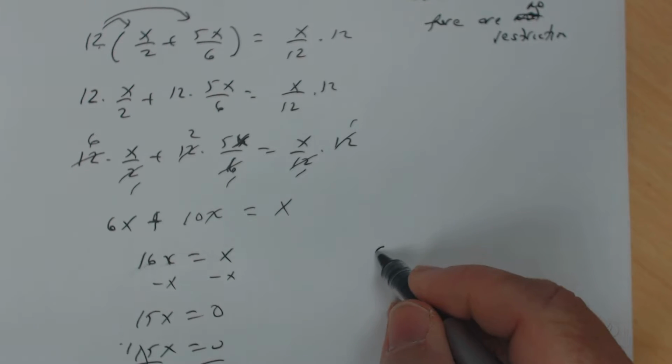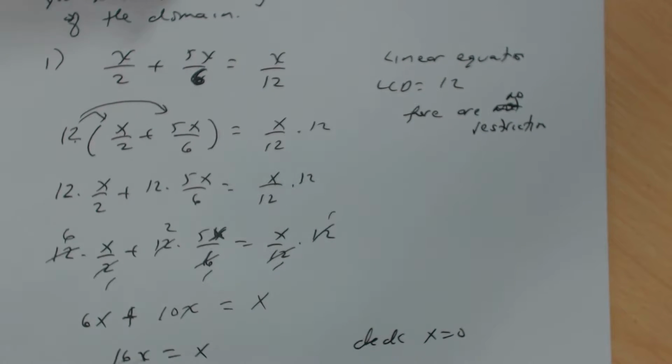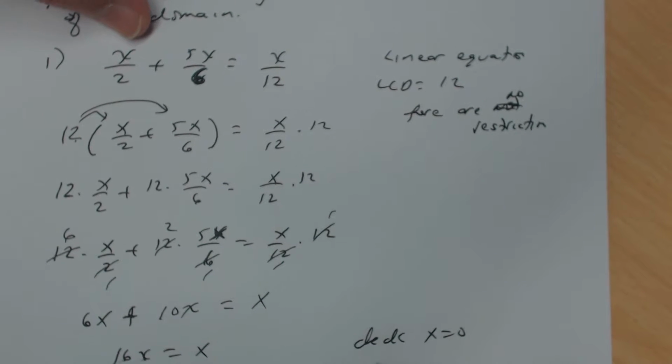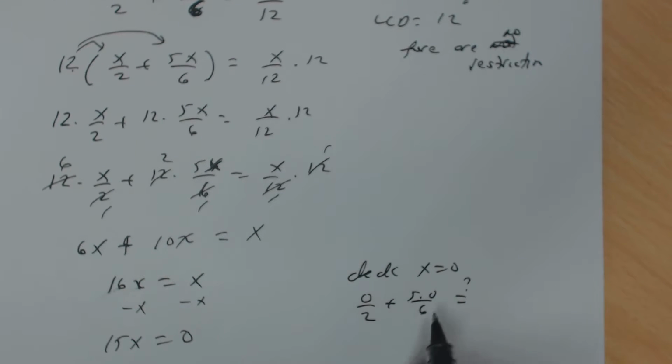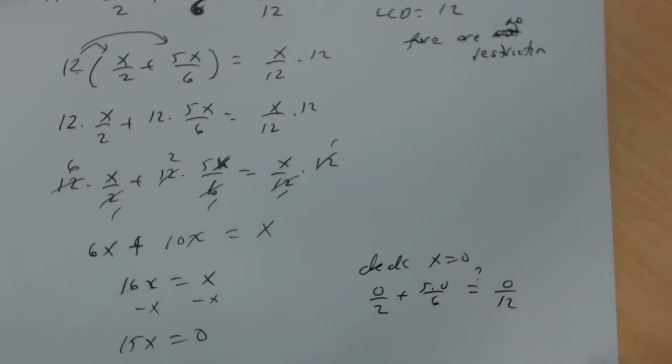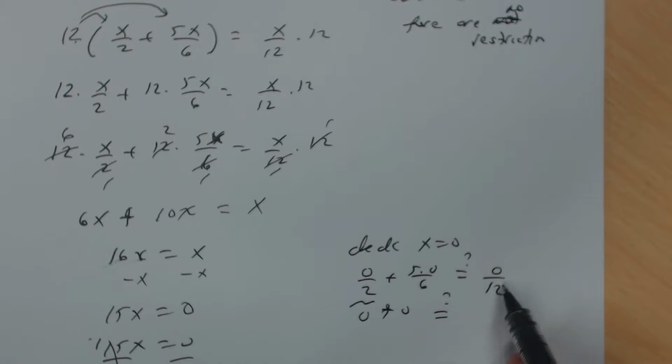And you can always check. Again, you're not always going to have time to check. But if you check x equals 0, it makes sense because where we see an x, you can plug in 0. You always go back to the original because you could have made a mistake anywhere along here. So 0 divided by 2 plus 5 times 0 divided by 6. And the question is, when you add those up, is that going to be the same as 0 divided by 12? Well, 0 divided by 2 is 0. 5 times 0 is 0. 0 divided by 6 is 0. And 0 divided by 12 is 0. So is 0 plus 0 equal to 0? The answer is yes.